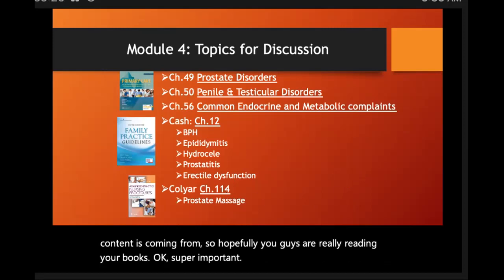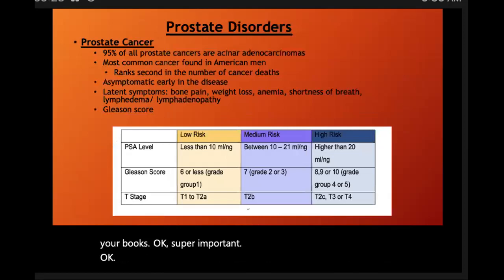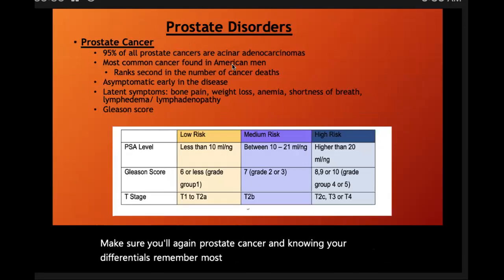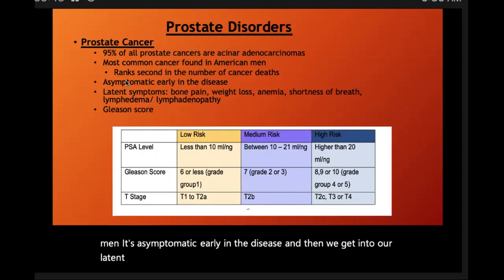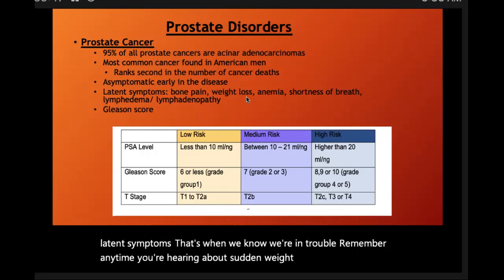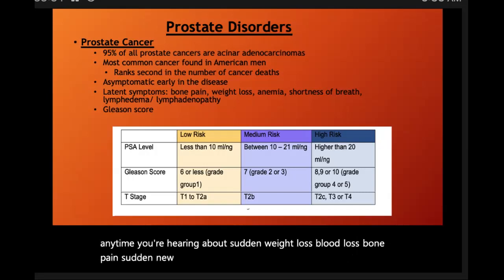Okay. Again, prostate cancer and knowing your differentials. Remember, it's the most common cancer found in American men, all right? It's asymptomatic early in the disease. And then we get into our latent symptoms. That's when we know we're in trouble. Remember, anytime you're hearing about sudden weight loss, blood loss, bone pain, sudden new pain, these are all signs of cancer. We need to rule out cancer, all right?